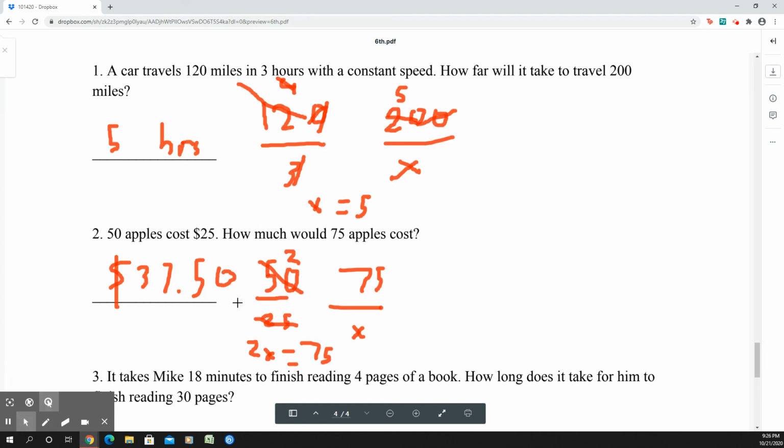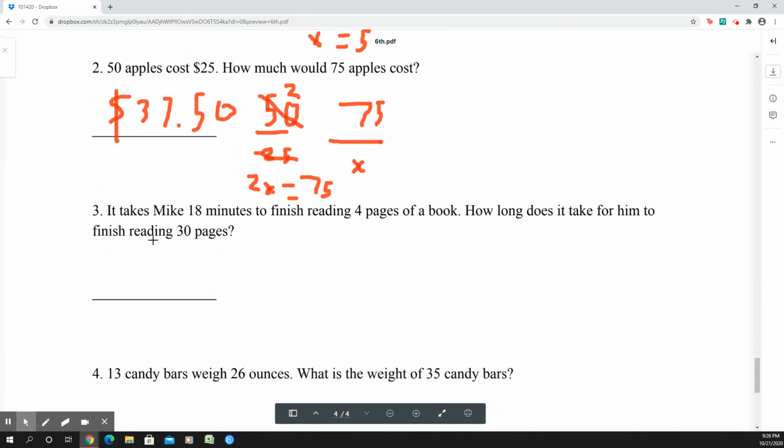Okay, we'll do one more. So it takes Mike 18 minutes to finish 4 pages. So 18 minutes, 4 pages, 30, and then X minutes, and 30 pages. Notice that this time the X is on top instead of on the bottom. That doesn't really matter as long as they're the same as each other.